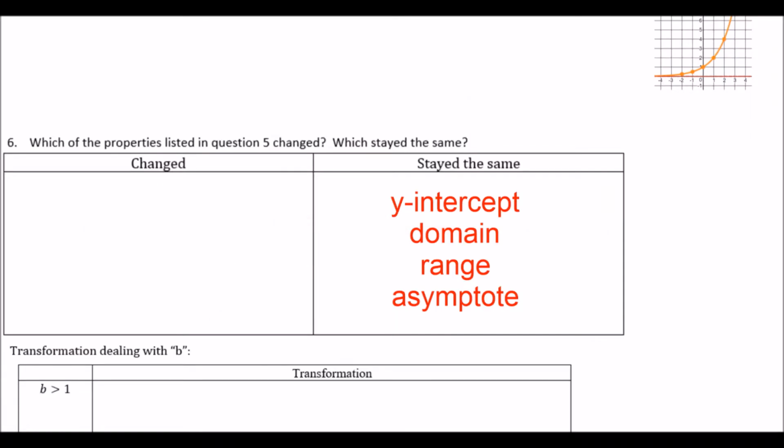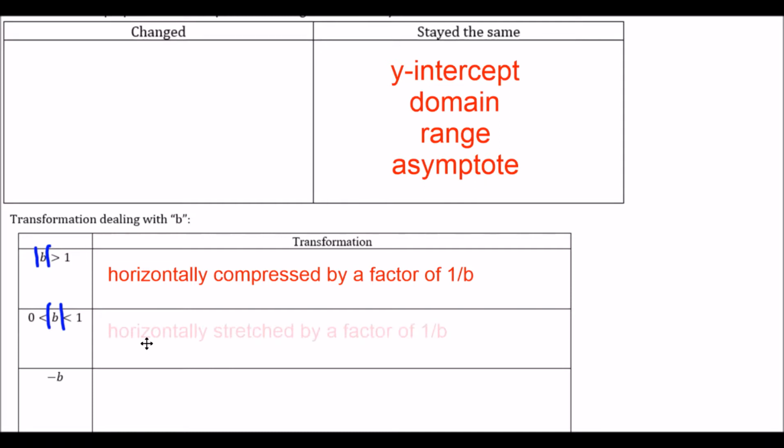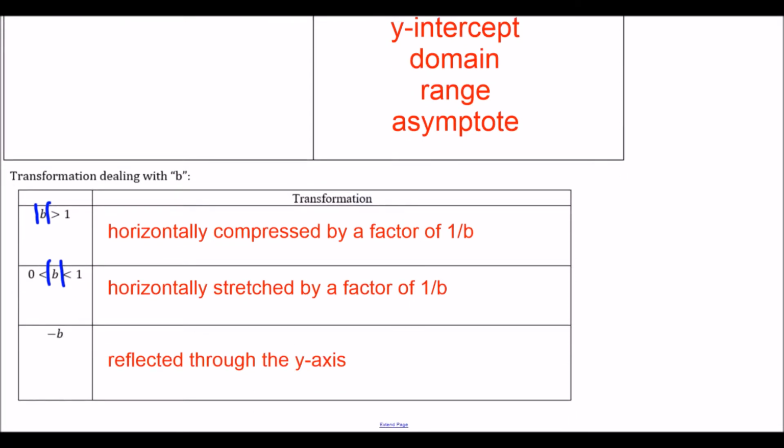All right, when b is bigger than 1, we say it is horizontally compressed by a factor of 1 over b. And again, here we ignore the sign. So basically, this is really the absolute value of b. So if b is negative, we ignore it and just say it's bigger than 1. Again, b is between 0 and 1, and there we are going to take the absolute value of it. So there we say it's horizontally stretched by a factor of 1 over b. And if b is negative, we say it's reflected through the y-axis.